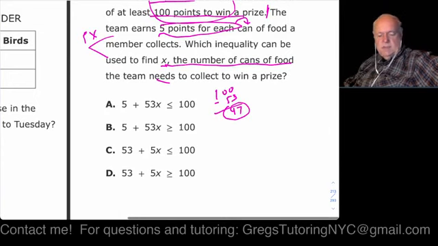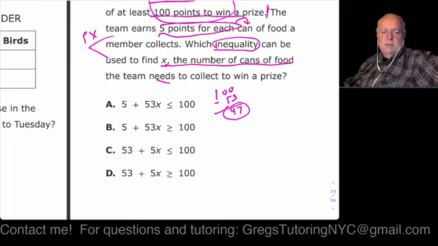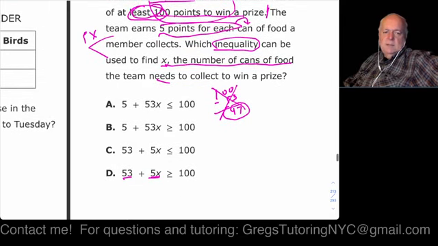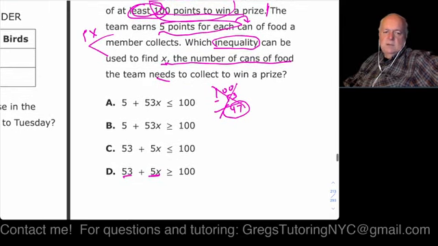That's a completely different kind of notion. This actually doesn't really help us per se. So it's the number of points that they have plus 5 points per can, and it says they need at least 100 points. So they want to meet 100 and be greater than it. So that's this here, greater than or equal to. All right, so the answer here would be D as in dog.